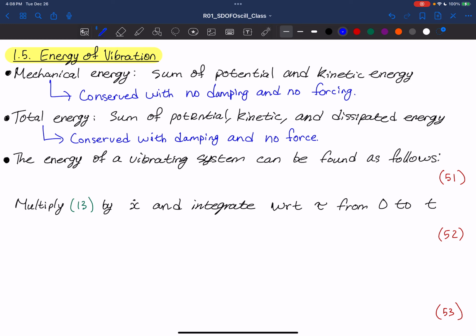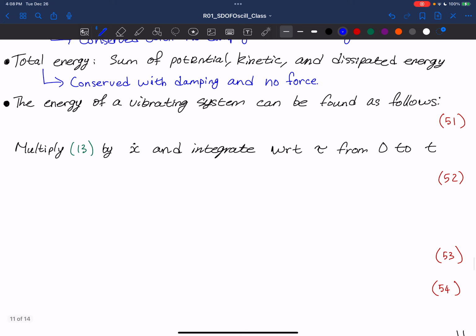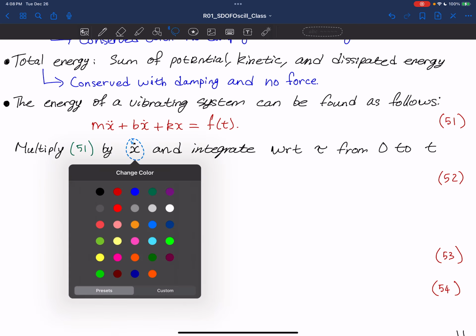All right, so to find the energy of a vibrating single degree of freedom system, we're going to start with the governing equation of motion. We're going to look at a forced one in this case. We have m x double dot plus b x dot plus k x is equal to some forcing function f of t. It says 13 here. This should actually say equation 51. So we're going to multiply equation 51 here by x dot, and then we're going to integrate with respect to some dummy variable tau for time.